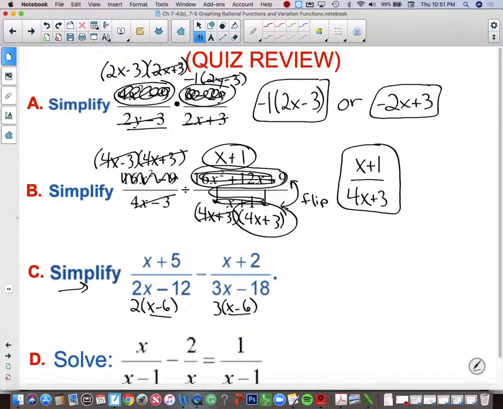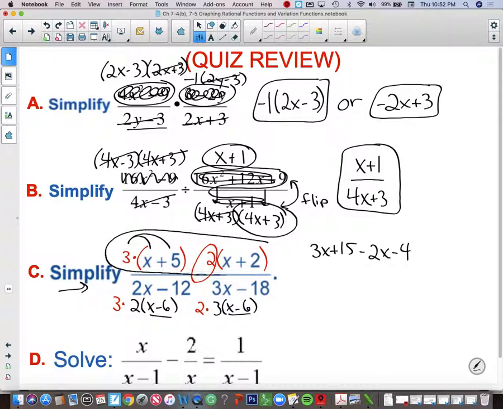Okay? We do have a 2 and a 3. So we need to get that to be a 6. So I'm going to multiply this one by a 3. And that would distribute. And I'm going to multiply this one by a 2. And that would distribute as well. But with the 2, the negative goes along with it. Okay? Don't forget that. So let's distribute here. Boom, boom. And then we will combine like terms in the numerator. So we have 3x plus 15 minus 2x minus 4. That's what's in our numerator. Okay, that's just everything up in the top.